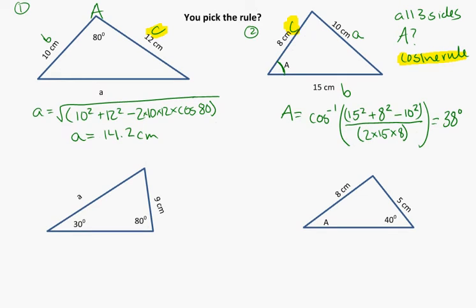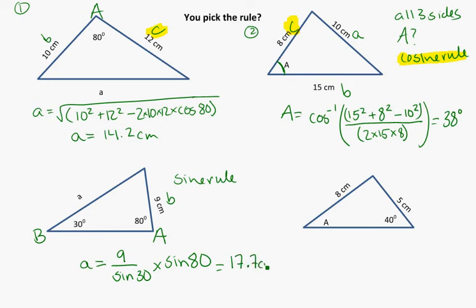So again, start with what you know. Label what you know. So I've got a side A that I don't know, so across from it is going to be angle A. Then going around, I can label that side B and call this angle B. I notice that there's no side C involved in there anywhere, so it's not going to be the cosine rule. It is going to be the sine rule. And here I'm looking for the sides, so I'll use the sine rule for sides. So A is going to be equal to B, which is 9 over sin of B, so sin 30, times sin of A, which is 80. And when you plug that into your calculator, you get 17.7 centimeters.